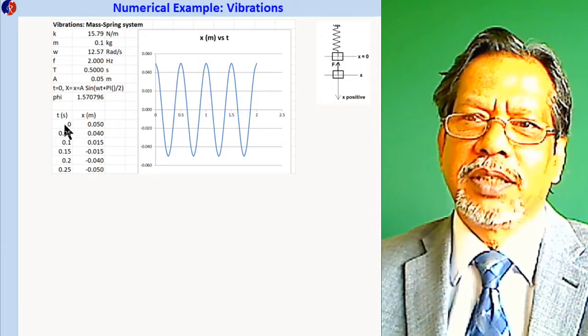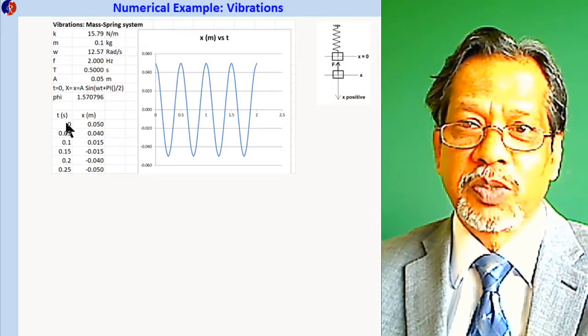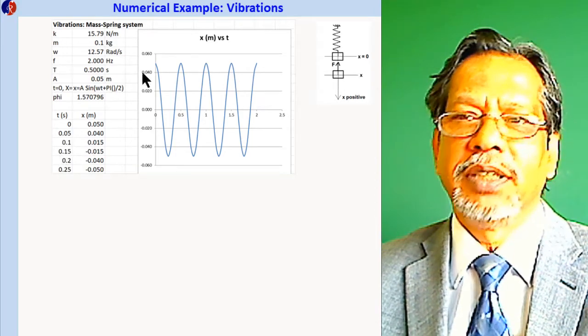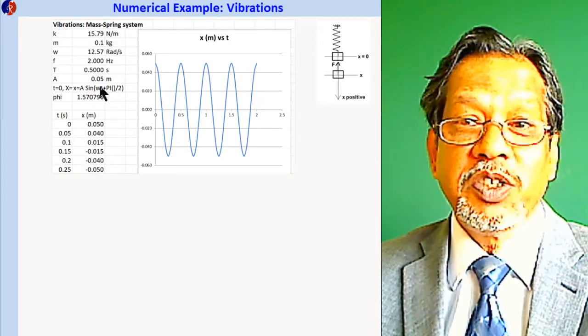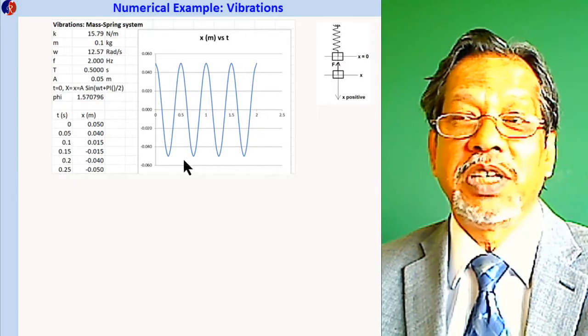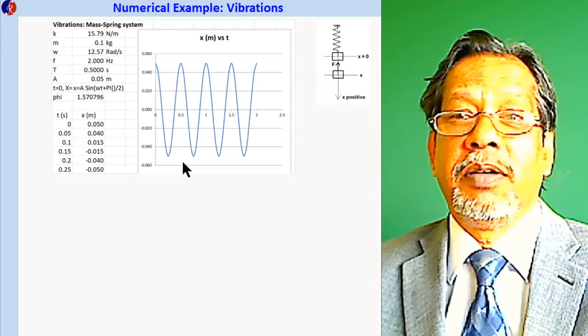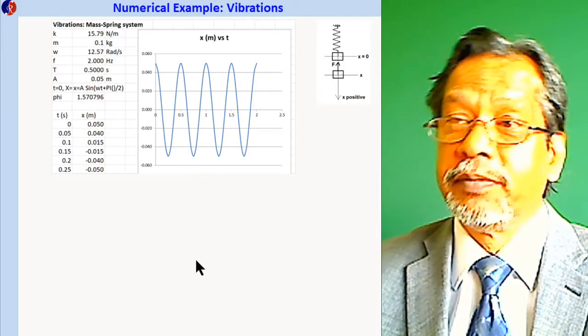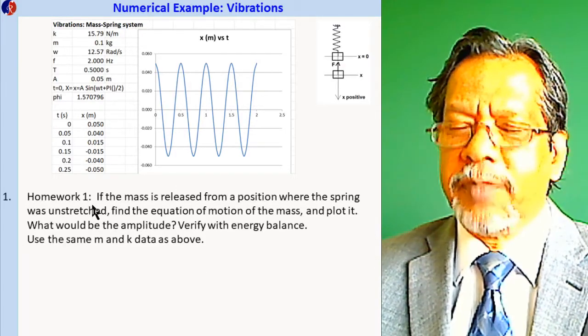Okay, now I take the formula for x, the displacement for various time, and I calculate that one. Then I plot it. Vary these parameters to see how this plot changes. Ask them to do this in the class or as homework. Good. Homework 1. Assign this as homework.